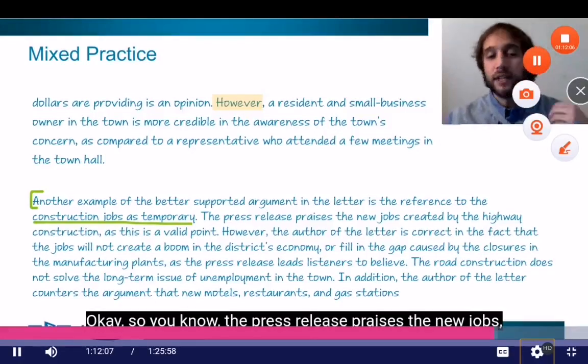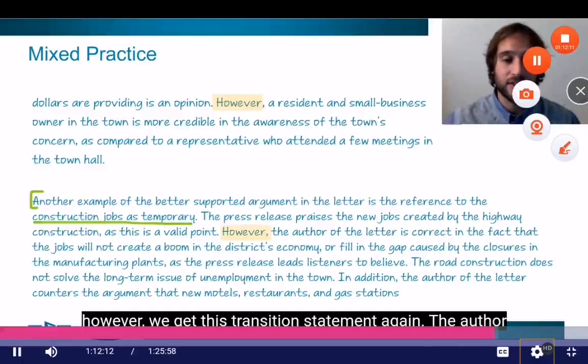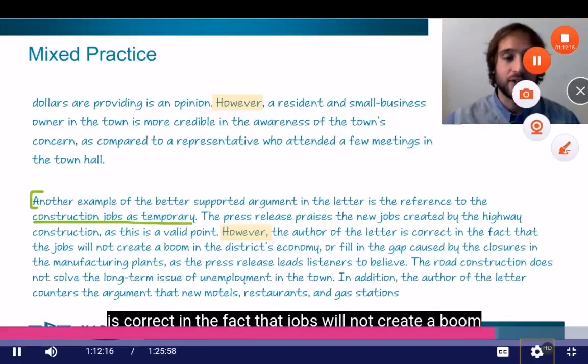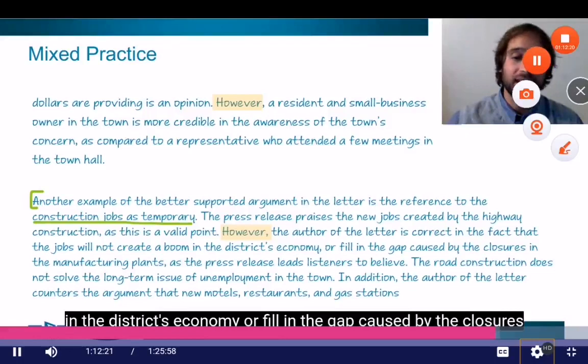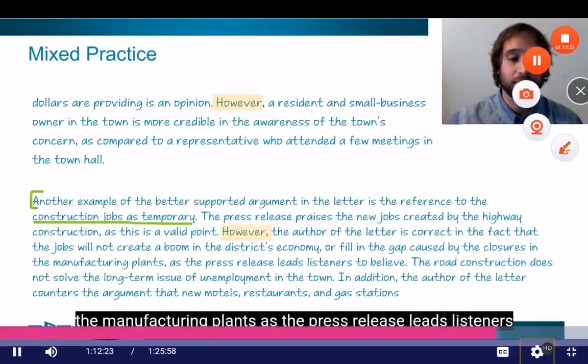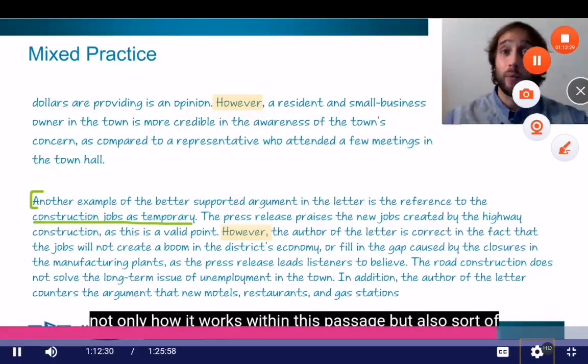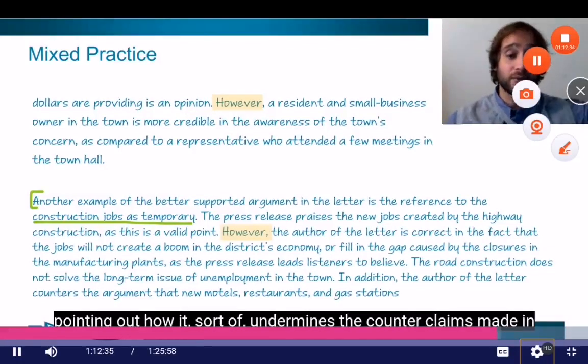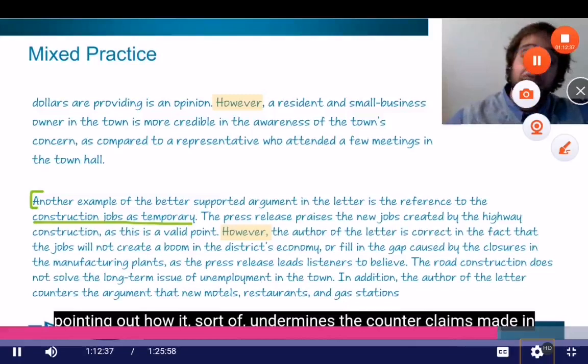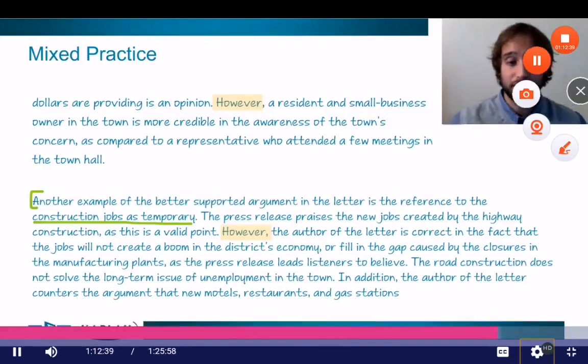Okay, so, the press release praises the new jobs. However, look, we get this transition statement again. The author is correct in the fact that the jobs will not create a boom in the district's economy or fill in the gap caused by the closures in the manufacturing plants, as the press release leads listeners to believe. So this is a nice use of evidence that we're supporting not only how it works within this passage, but also sort of pointing out how it undermines the counterclaims made in the previous passage.